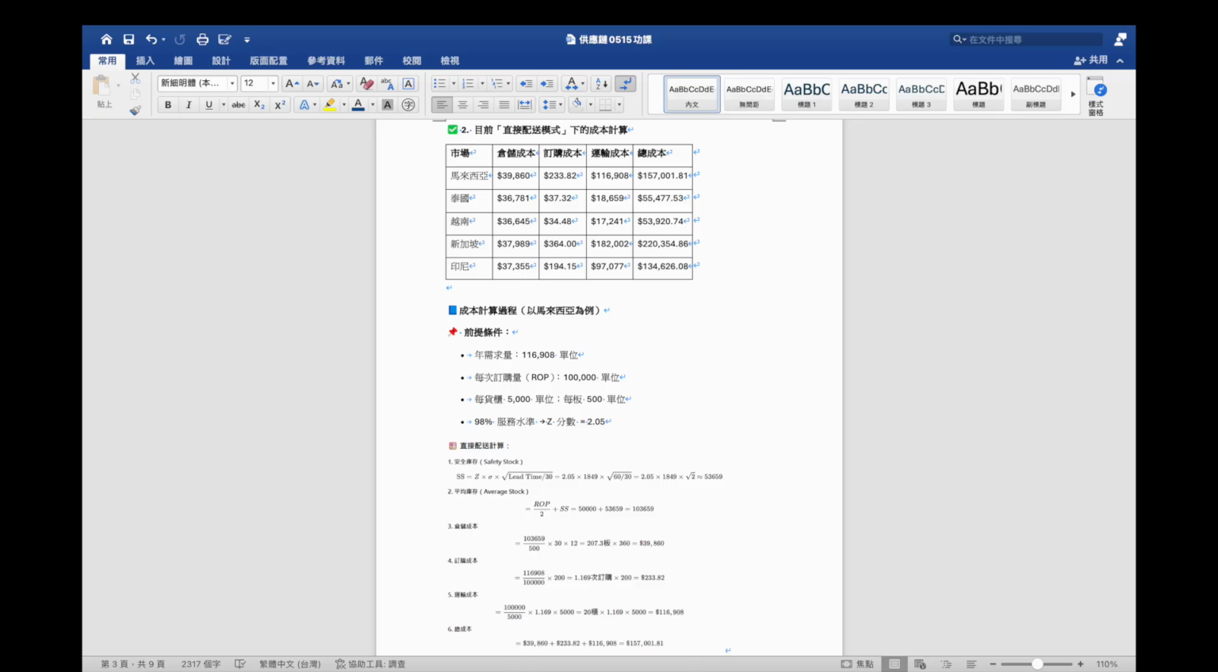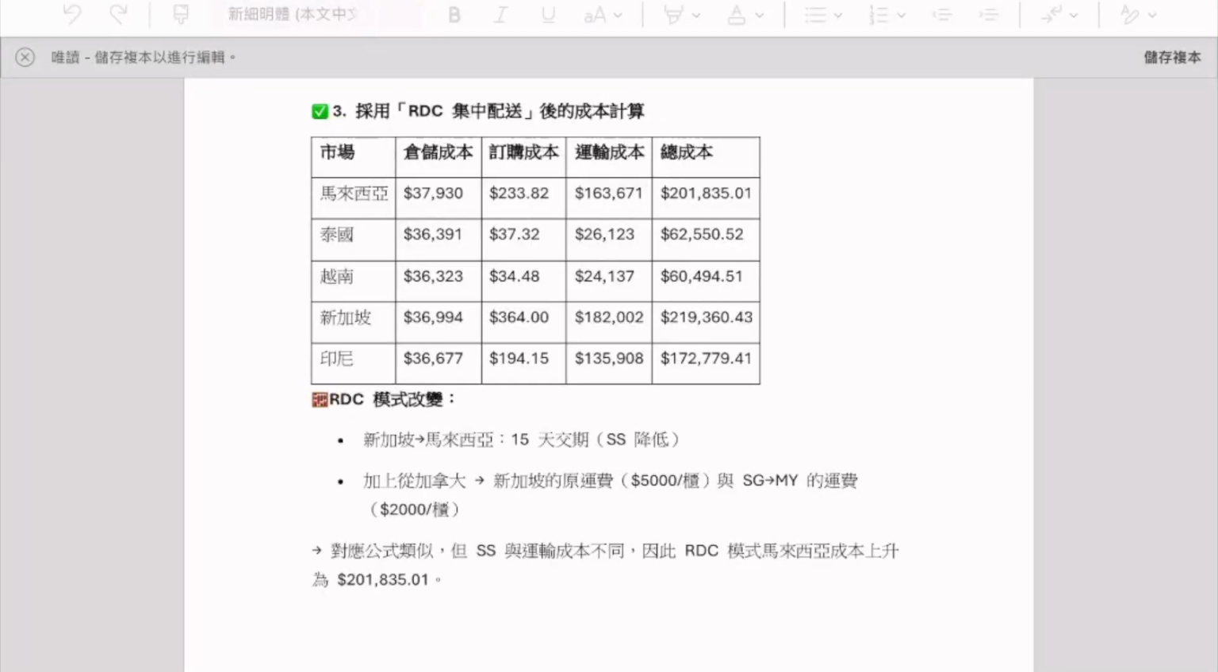After ordering cost, we calculate transportation cost. It is equal to 1.169 orders times 5,000 times ROP divided by each pallet, which is equal to 116,908. Finally, we can calculate the total cost. The total cost equals the warehousing cost plus the ordering cost plus the transportation cost, which is equal to 157,001.81.